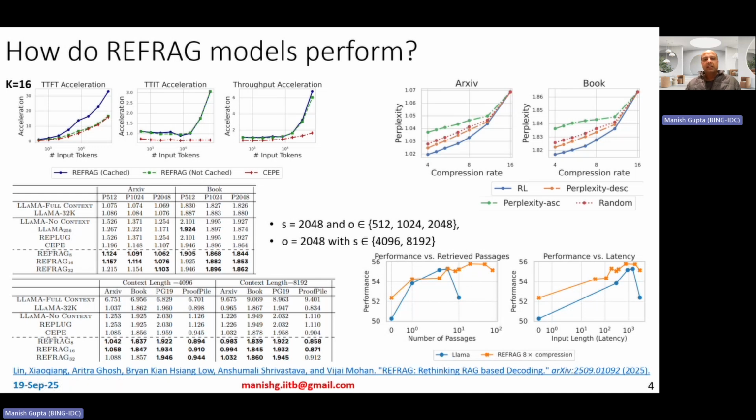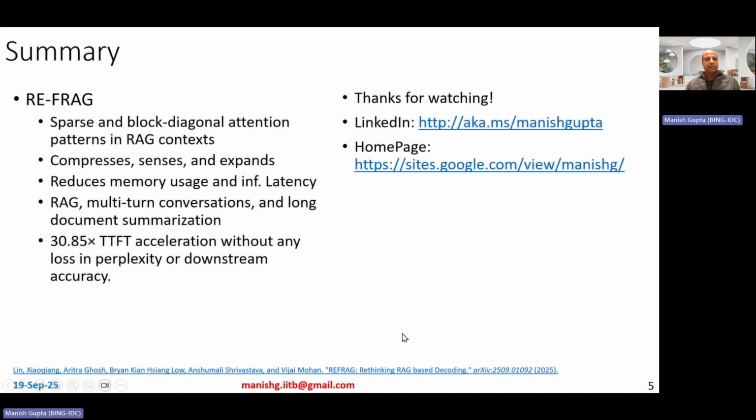They also experiment with other kinds of scenarios like multi-turn dialogue modeling and so on. But for that, you can read up more in the paper. Okay. So in summary, REFRAG is an interesting system which exploits the sparse and block diagonal attention patterns in RAG kind of contexts. It compresses those retrieved documents in the form of chunks and comes up with just one embedding to represent the entire chunk rather than every token, right? It expands certain chunks if it senses that those chunks are important. Okay, so thereby it reduces the memory usage and inference latency.